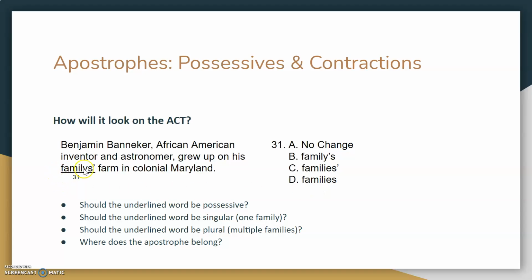So here we can see the underlined word is families. It looks kind of strange to me. Hopefully it looks strange to you. Let's read the sentence and decide what to do here. Benjamin Banneker, African-American inventor and astronomer, grew up on his family's farm in colonial Maryland. So I know that this is an apostrophe question because look at my options. There's apostrophes in some and they're in different places. Maybe this one doesn't offer an apostrophe. They're clearly testing me on, do I know how to handle the apostrophe in this word?